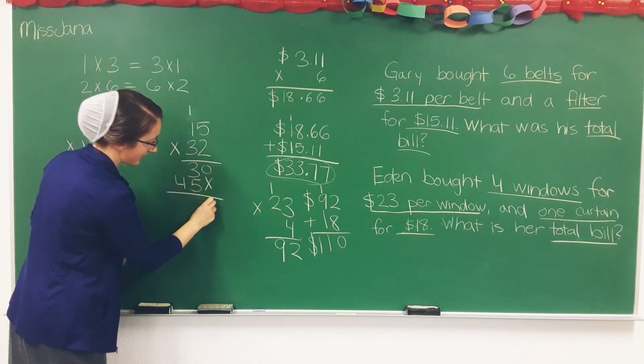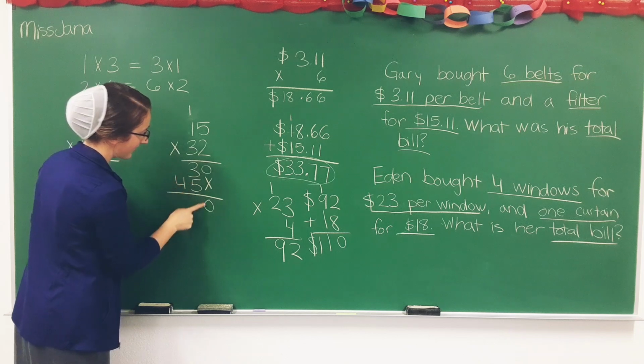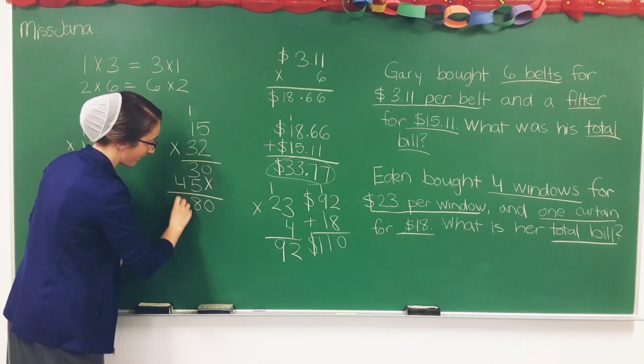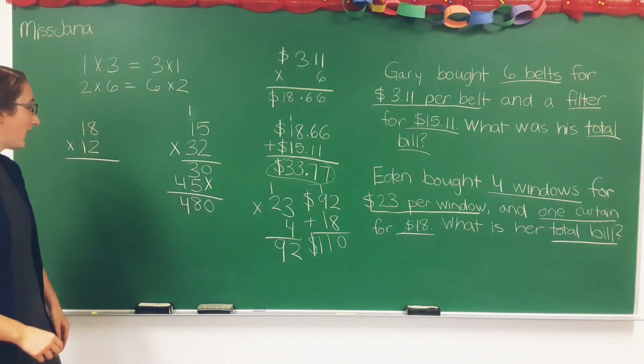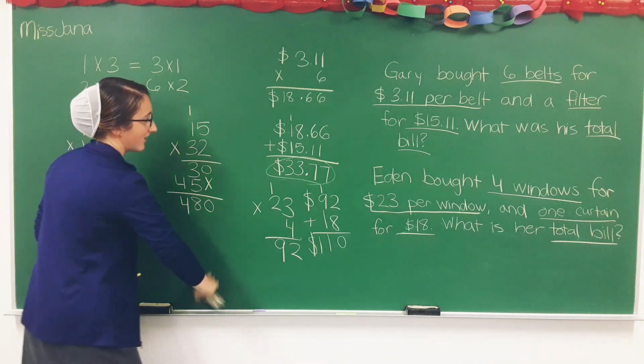Let's add it together. 3 plus 5 is 8. And then 4. So the number is 480. To check it, I need more room.